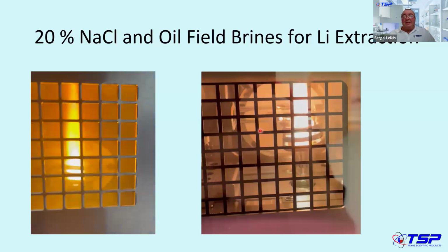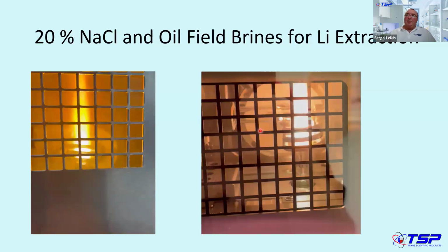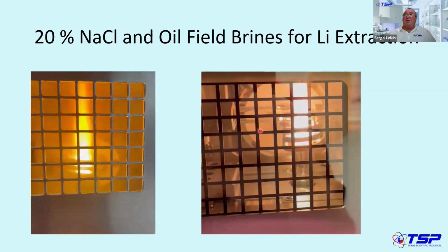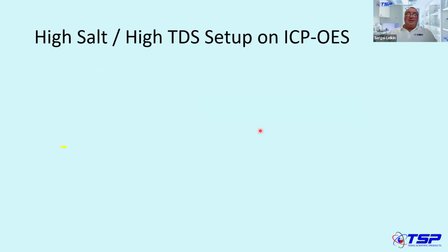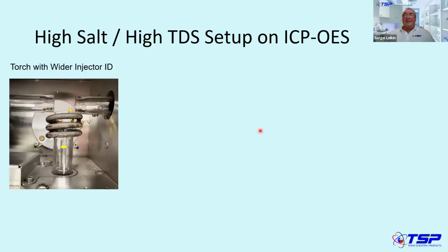So how do we run this type of sample relatively smoothly and reliably? Here is the setup and key components that you need to be aware of. Number one, your torch, or if you have a demountable torch, the injector of your torch. If you go back and remember with organics, we were talking about having a narrow injector. Here it's the opposite way. We need to have a wider bore injector.